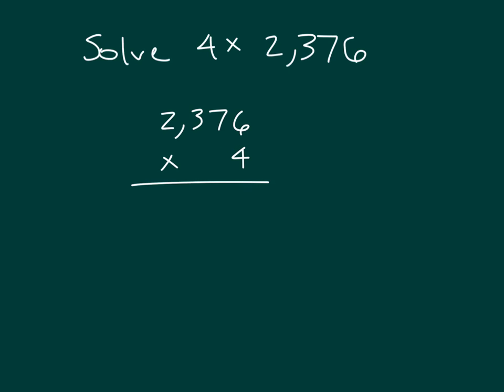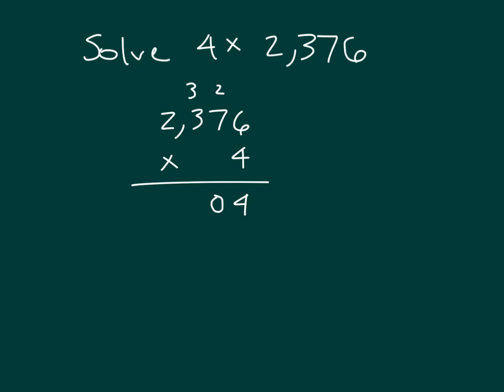Multiply that by 4. 6 times 4 gives you 24. What do I place in the ones place? A 4. And what do I place in the tens as a regroup? A 2. There was my 2 tens with that 4 ones. Next, 4 times 7 is 28, plus 2 is 30. So I'll place a 0 in the tens place, and a 3 over this 3 here, which is my regroup for the hundreds. 4 times 3, hundreds, is 12 hundreds, plus 3 is 15.